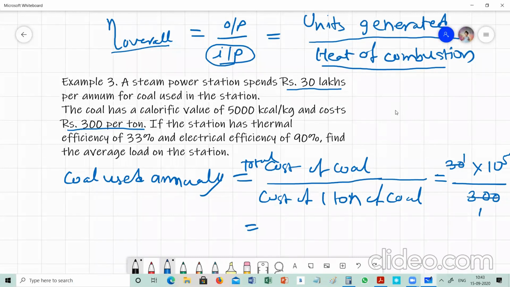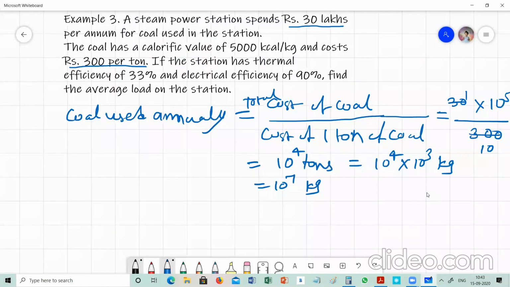30 divided by 300 gives 10 raised to 4 tons, which is equal to 10 raised to 4 into 10 raised to 3 kilograms, that will be equal to 10 raised to 7 kg. Now we have the total amount of coal used annually. Now we can calculate the input energy.